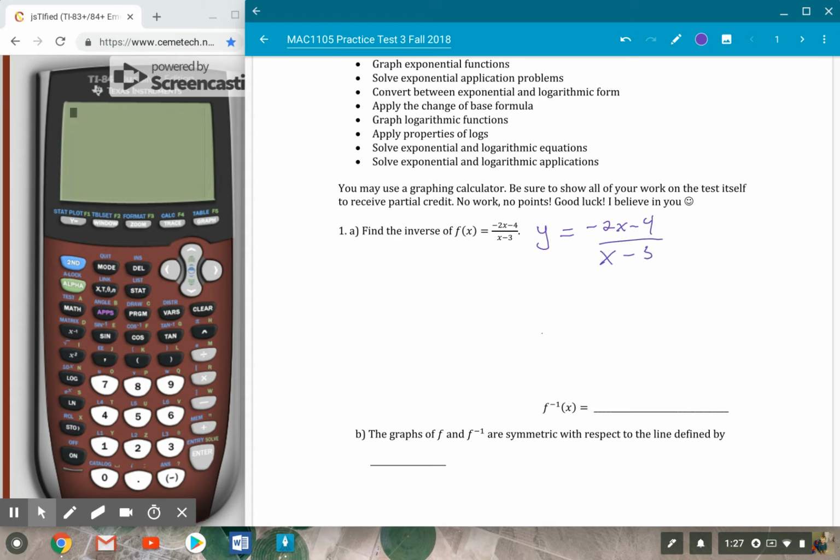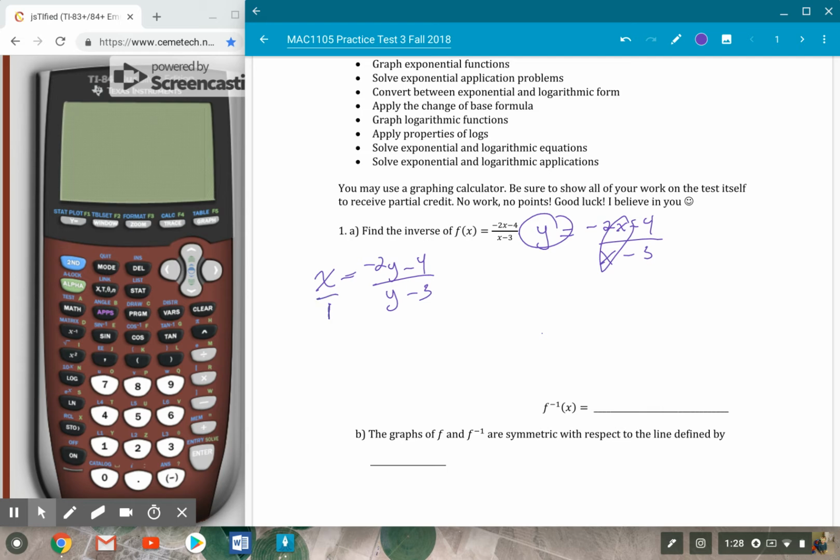And then with the inverse, or the opposite of this, we want to switch the x's and the y's and solve for y in that case. So we could rewrite it in the inverse as x is equal to negative 2y minus 4 all over y minus 3. Again, wherever there was an x over here, I put a y in its spot. Wherever there was a y, I put an x. And now I'll solve for y in this new equation.